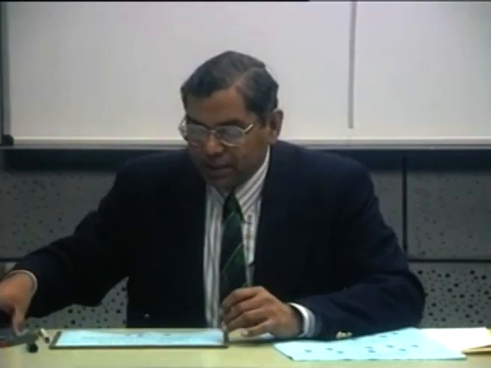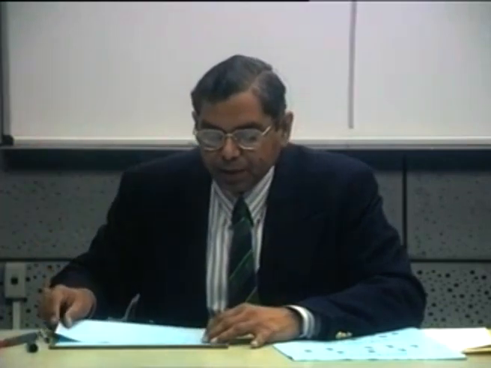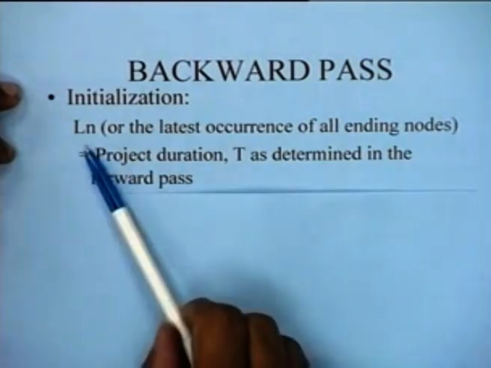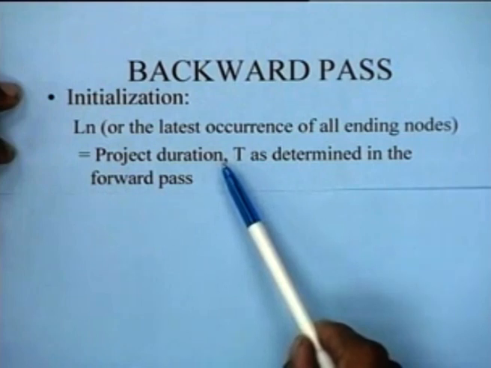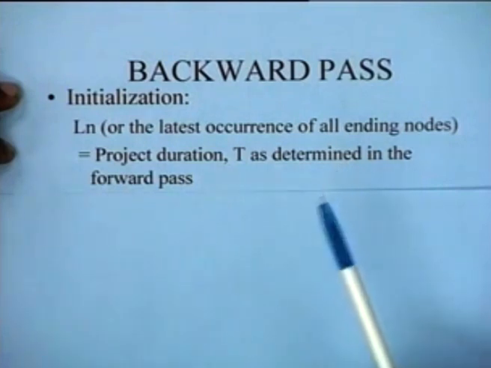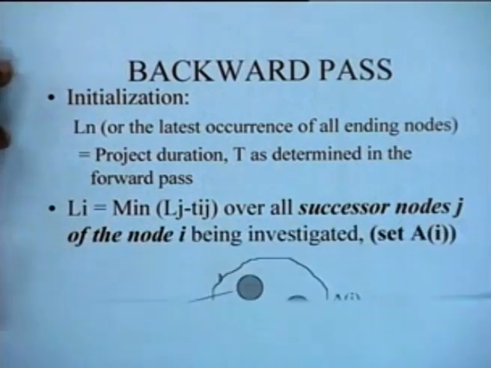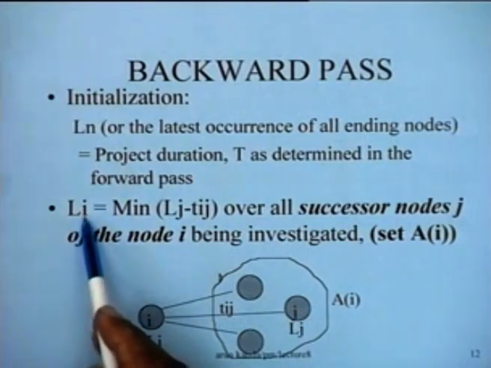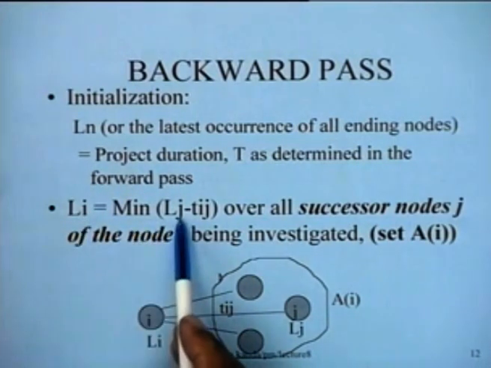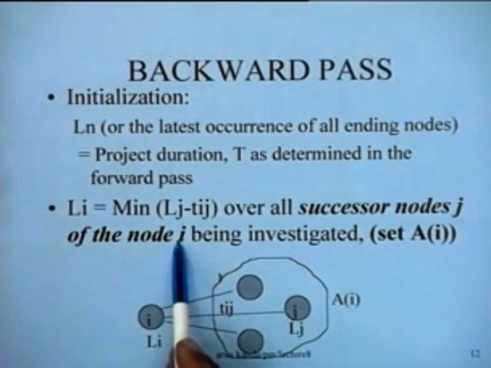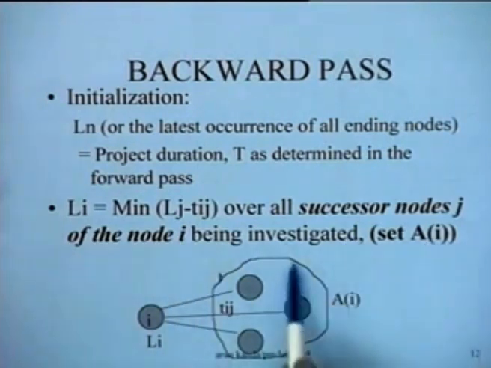A backward pass also has an initialization step. The initialization step simply means that the latest occurrence time of the terminal node Ln is nothing but the project duration T as determined in the forward pass. So, in the example that we were doing, the project duration was 21 days. And once you have done this initialization, the next step is to determine the latest occurrence times of all the nodes Li, which is nothing but the minimum of Lj minus Tij over all the successor nodes j of the node i being investigated. So, this is the set of nodes after i.